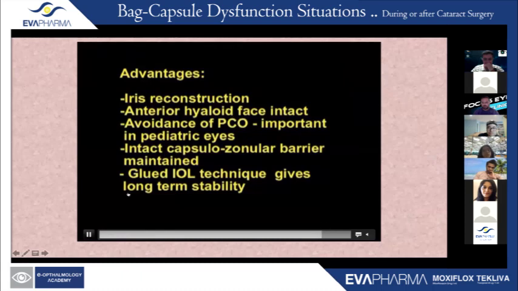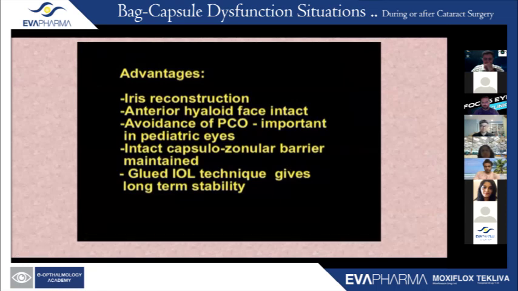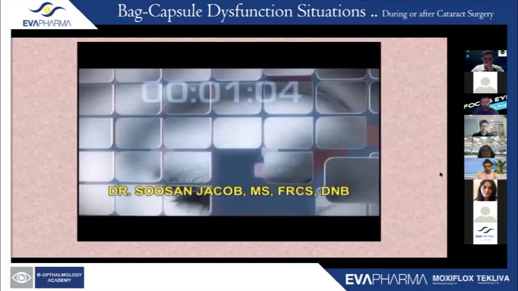So the advantages in this particular case were that we got iris reconstruction and the anterior hyaloid face was intact. We avoided the PCO because of the PCCC, and that's important in pediatric children. And we also got intact capsular zonular barrier maintained, which is important again for so many reasons, to maintain the bicamerality of the eye. And the glued IOL technique also gave us long-term stability.